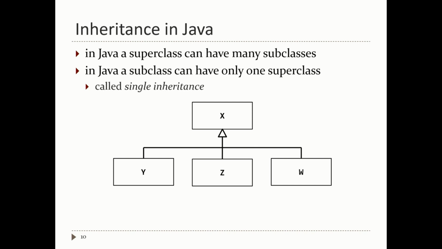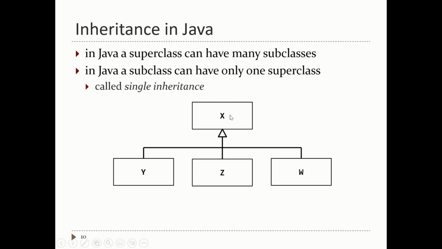All right, in Java, a superclass can have as many subclasses as you want. There's no limit on the number of subclasses that a superclass can have. What you should also remember is that the superclass has no idea what subclasses it has. So there's no way for you to know from the superclass what subclasses exist. In Java, a subclass has exactly one superclass. So Java implements what's called single inheritance.